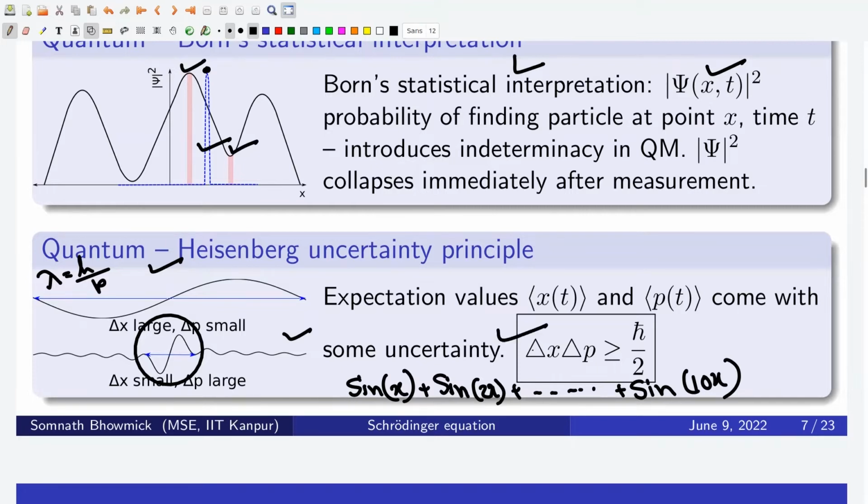And the limit is given by the Heisenberg uncertainty principle. Δx Δp cannot go to 0, so it is greater than or equal to ħ/2.